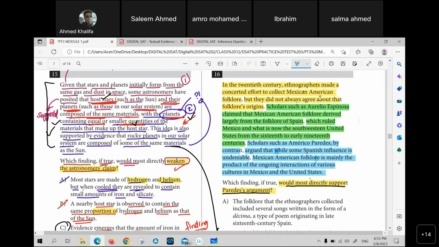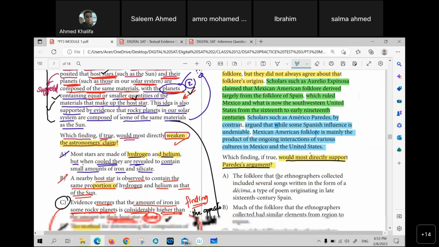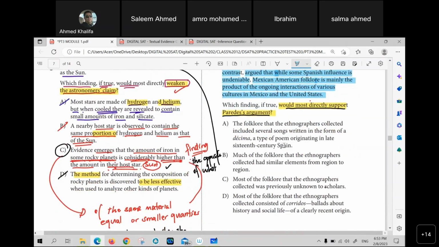So Prados here, Karim, what is he trying to say? He says, I understand that there is some influence of the Spanish on Mexican American folklore, right? But Mexican American folklore mainly is the product of ongoing interactions, a mix of various cultures in Mexico and the United States. Which finding, if true, would most directly support Prados's argument?